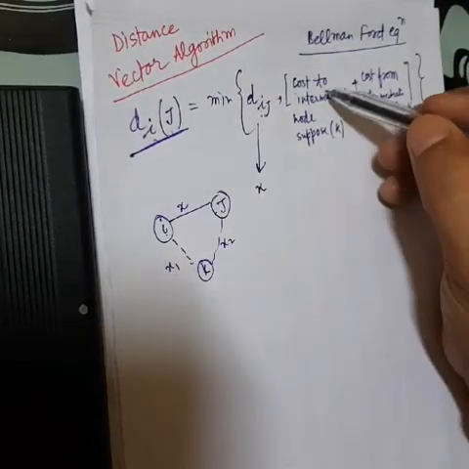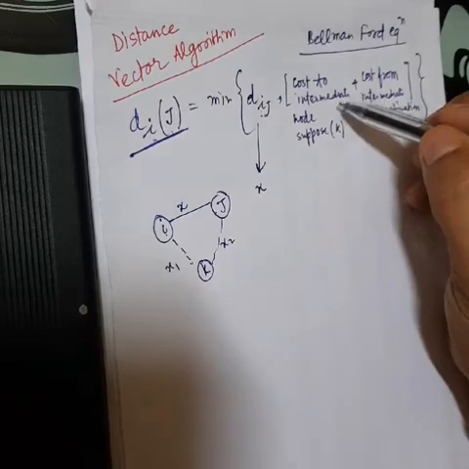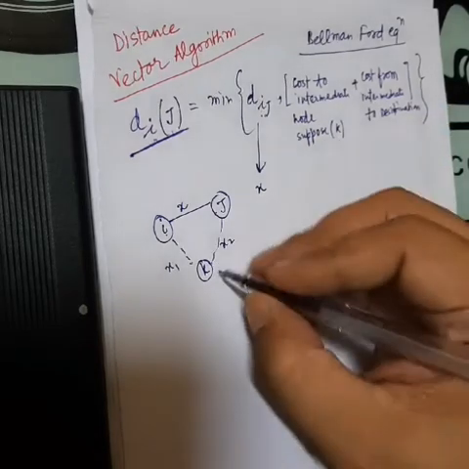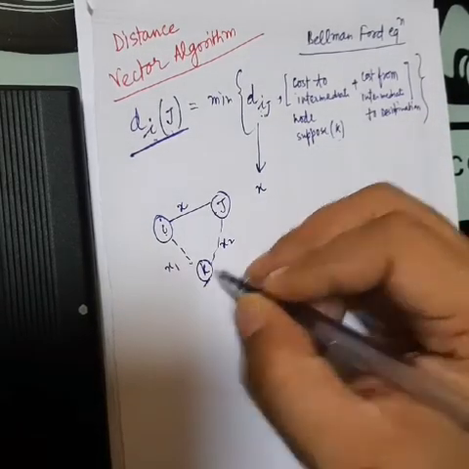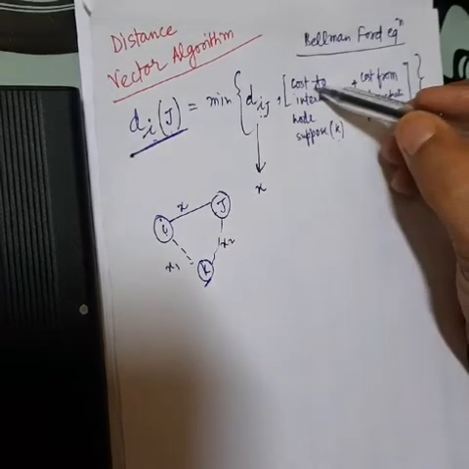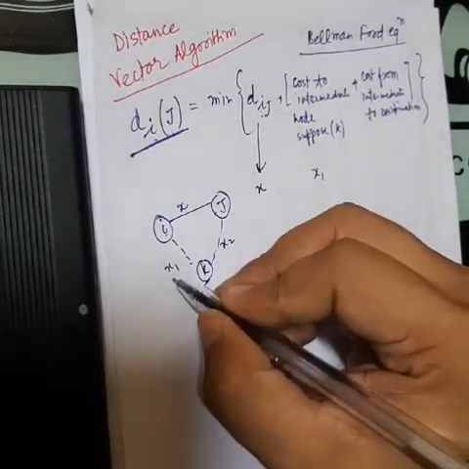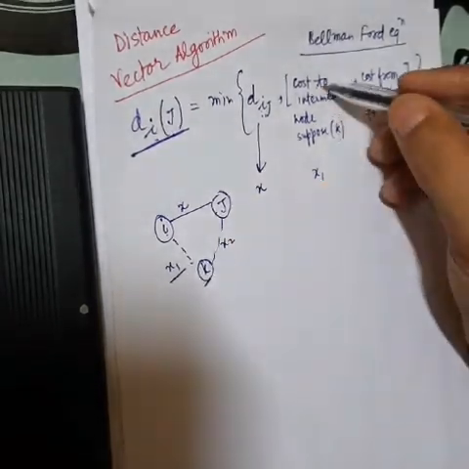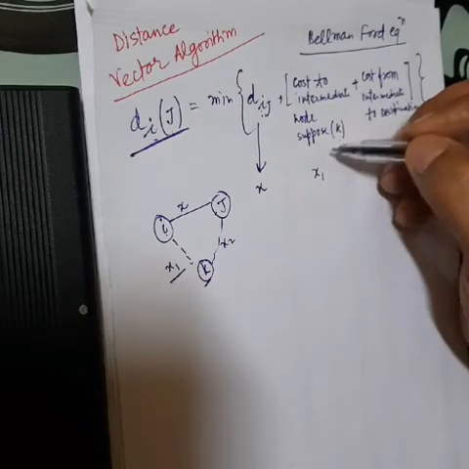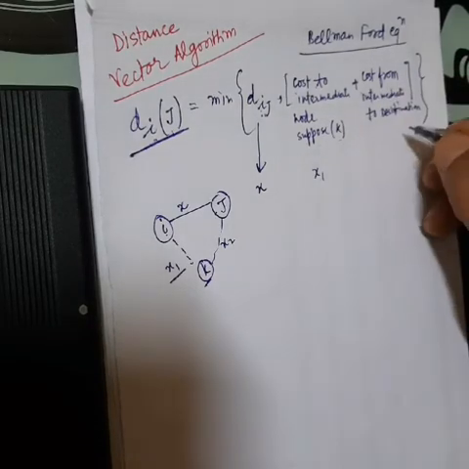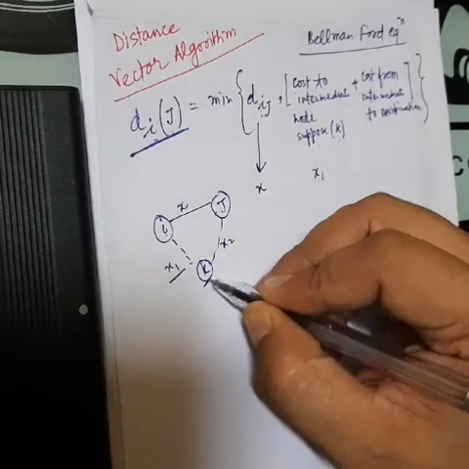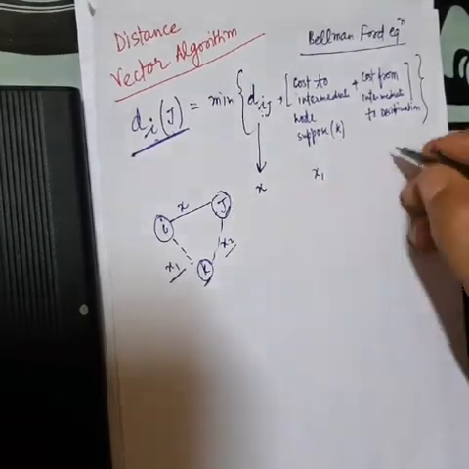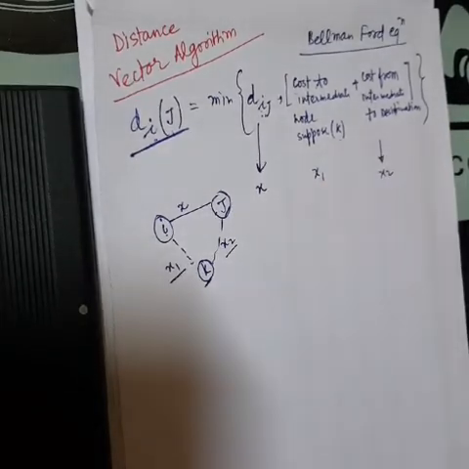Actually, the formula is the cost to an intermediate node, suppose k. So k is the intermediate node. We will calculate first this value, x1. So this is the cost which is represented here. And then the cost from the intermediate node to the destination, that means from k to j. So x2 can be represented here.